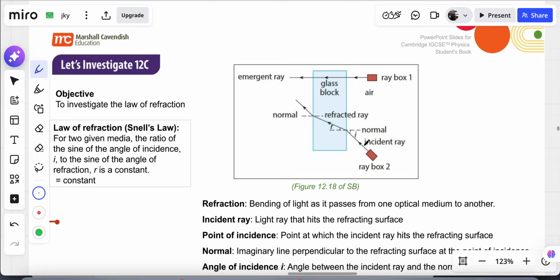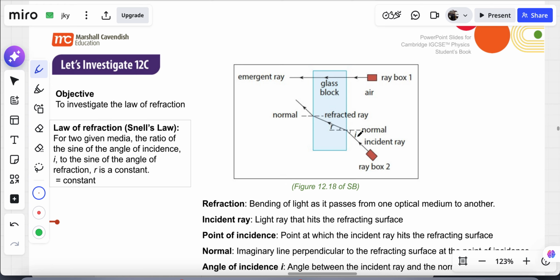But when you shine it at an angle of incidence, the ray is coming from air, which is optically less dense, so it will bend towards the normal. This angle R will be smaller than this angle I. On emergent, when it's exiting the glass again, it's called the emergent ray, and this angle is called the emergent angle.